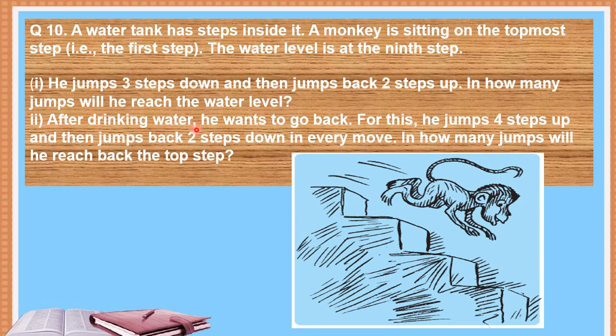After drinking water, he wants to go back. For this, he jumps 4 steps up and then jumps back 2 steps down in every move. In how many jumps will he reach back the top step? Similarly, 2 more problems are given for this question. So one by one, let us solve them.